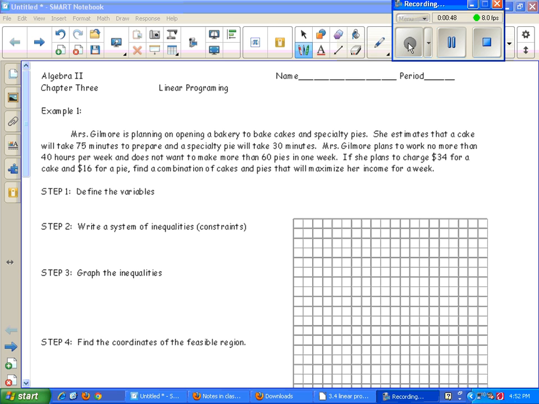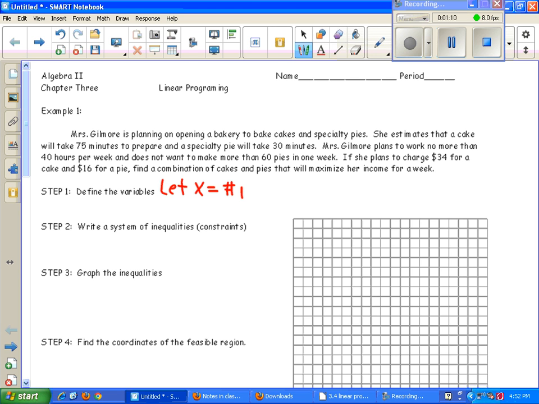So before we do that, we always want to define step 1, our variables. So what two things are we talking about? Normally you can look at what two things are in the question. It says find a combination of cakes and pies that will maximize her income for a week. So cakes and pies are the two things that we are discussing. So I'm going to say let x equal the number of pies and y equal the number of cakes.